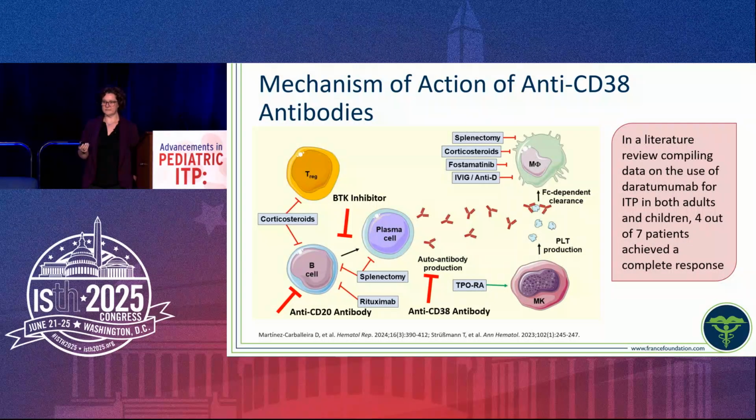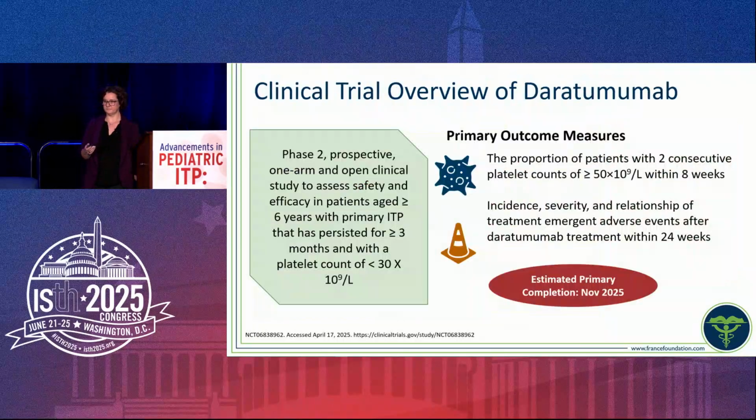There was one study that looked at off-the-shelf daratumumab for ITP in adults and pediatric patients. This was a sample size of convenience, and 4 out of the 7 patients achieved a complete response in that case series.